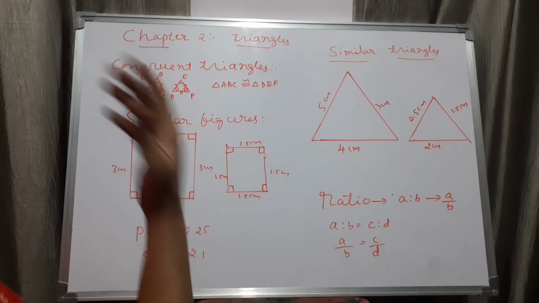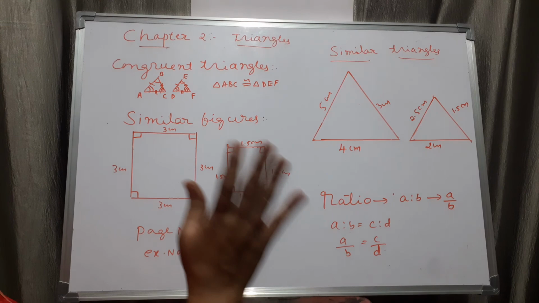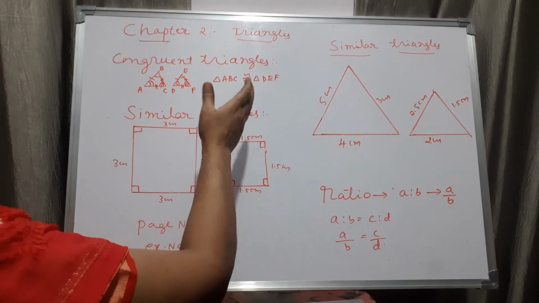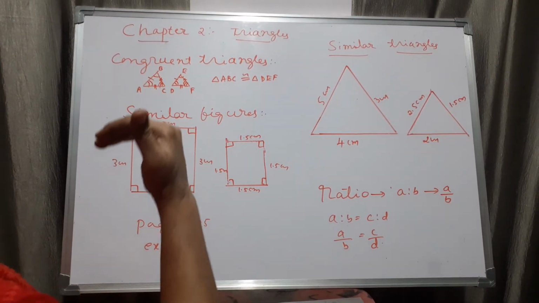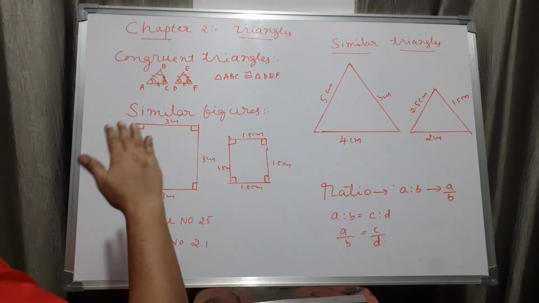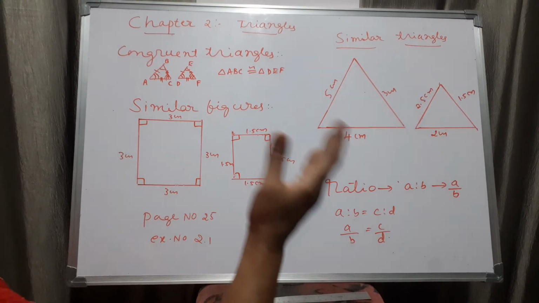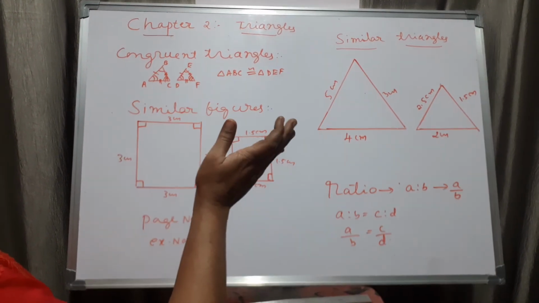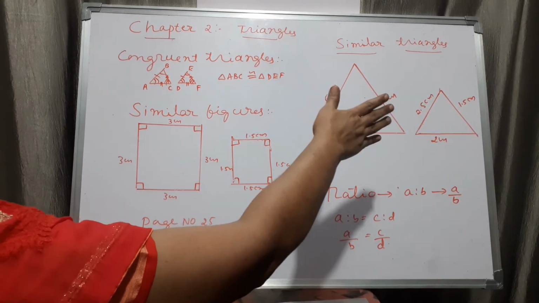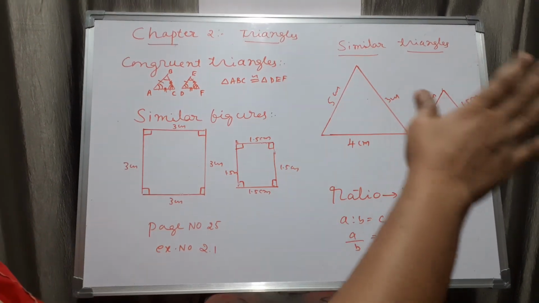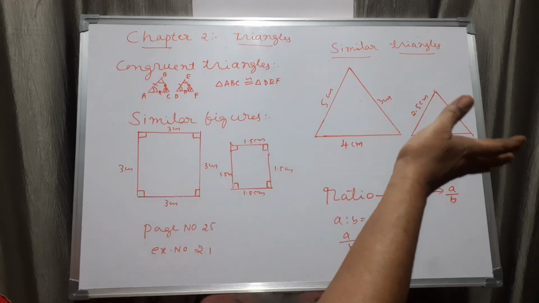Now, this year, in 10th standard, we are not taking congruent triangles, but instead of that, we are taking the next one, that is similar figures or similar triangles. There is a difference between congruent and similar. I'll show what the difference between congruent and similar is.